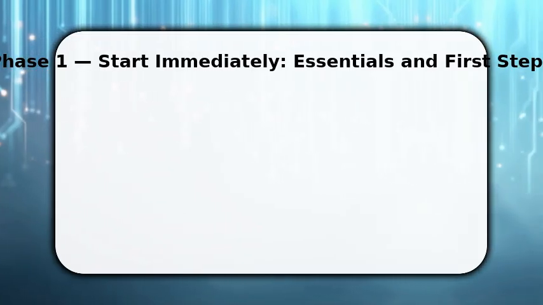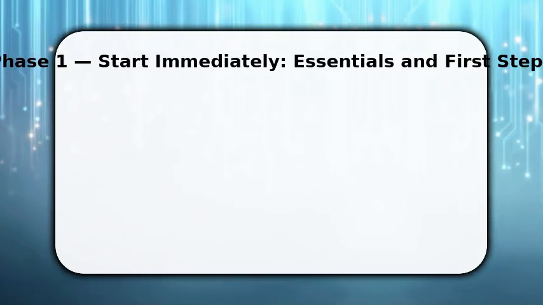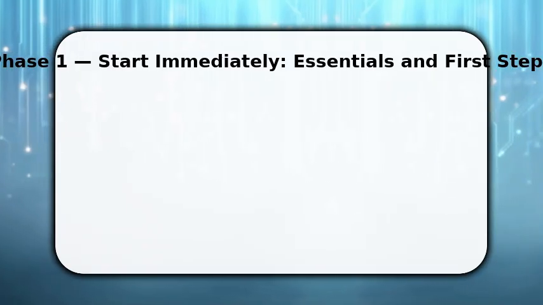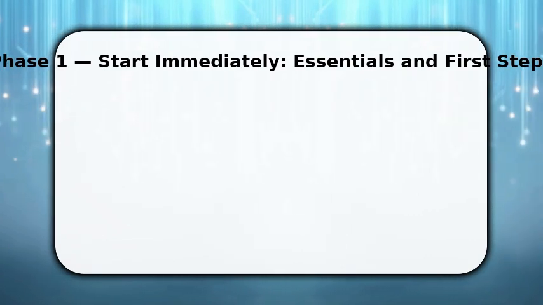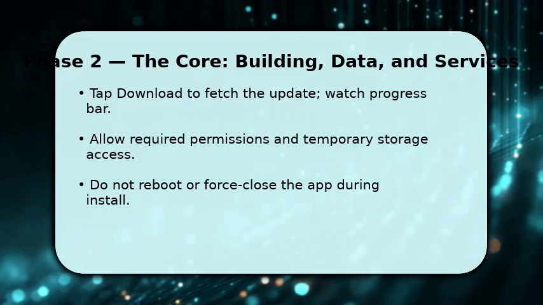This queries Xiaomi servers for the latest module. If an update appears, read the release notes briefly to see what changes. This explains why the update matters, such as vulnerability patches or stability fixes. Once the update is listed, tap Download and monitor the progress bar so you know it's fetching the package.